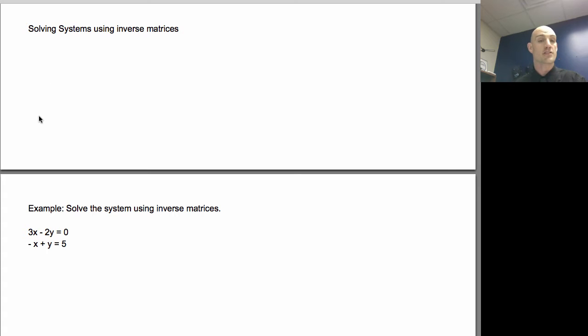Welcome back. Today we're going to talk about solving systems using inverse matrices. How does it work? To solve a system, we've got to set up three matrices. Here's what they look like. I'm going to have X as my variable matrix.